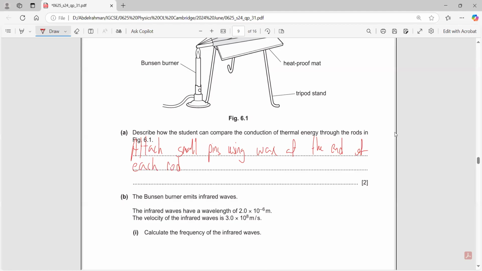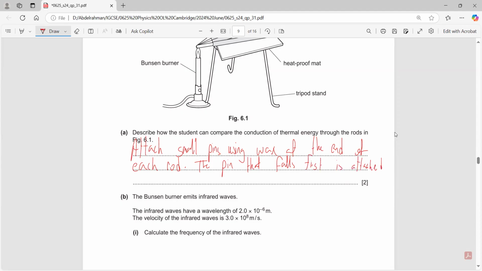At the end of each rod, and then what should you do? The wax or the pin that falls first is attached, or was attached, to the best conductor.